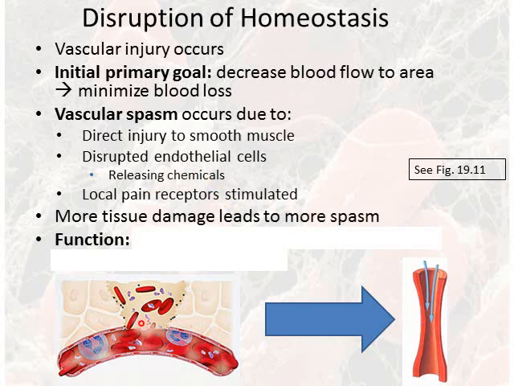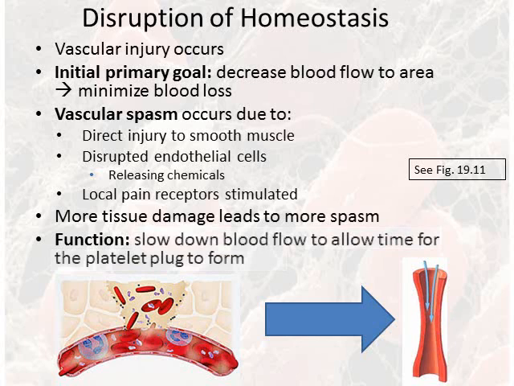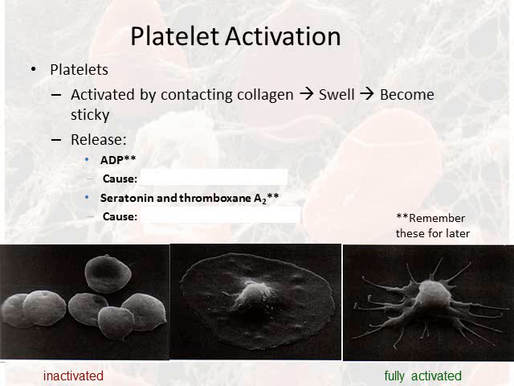Also, those endothelial cells that got destroyed are releasing all the contents of their cells. That's going to also lead to more spasm, also lead to pain receptors being stimulated, which also leads to more spasm. Okay, so the more tissue damage you have, the more spasm, the more vasoconstriction. So all of that is leading to slowing down blood flow to the area, and this allows us time to start forming a platelet plug as well as a blood clot.